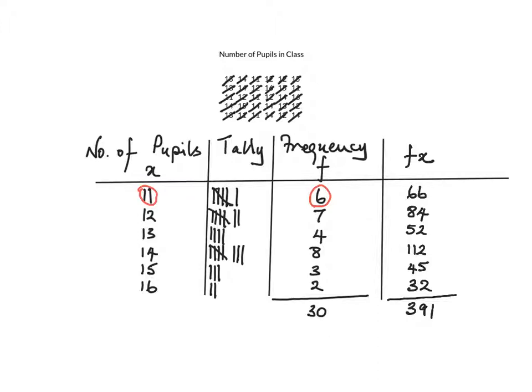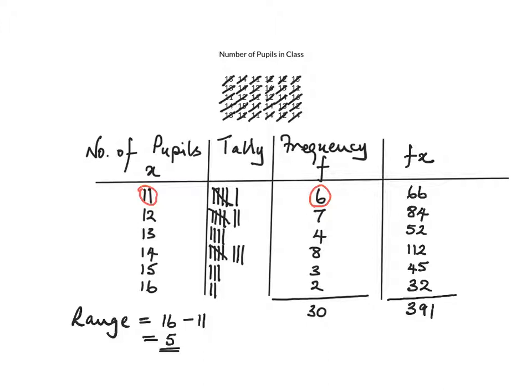Why don't we work out the range of the data? That's nice and easy. The range of the data is largest take away smallest. The largest data is 16. That's the largest number in the class. Take away the smallest number, which is 11. So the range is 5. The difference between the largest class and the smallest class is 5 pupils.